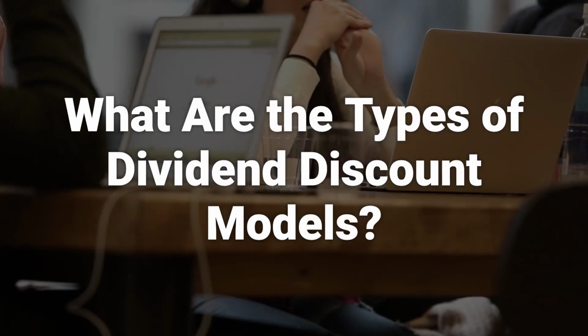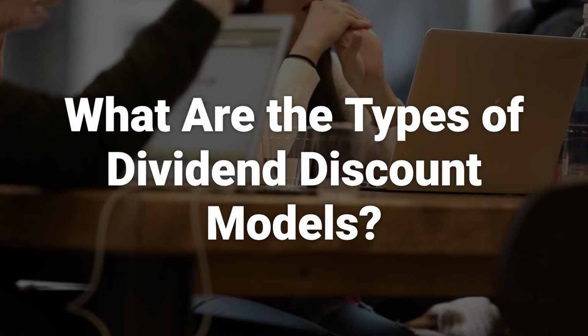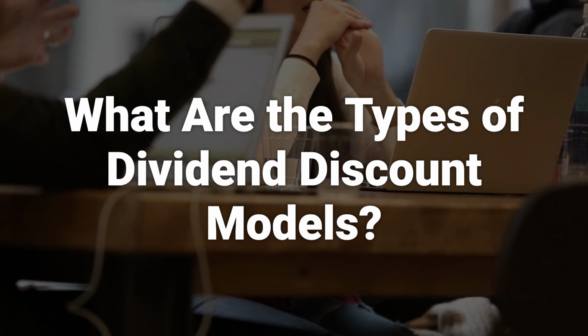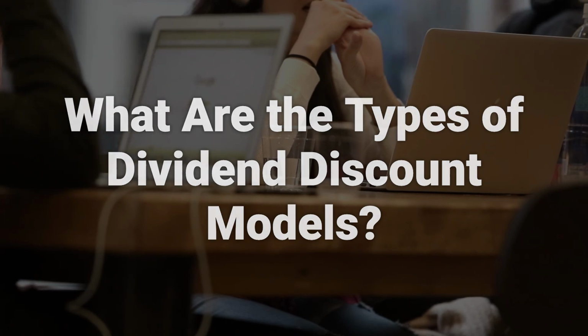The main types of dividend discount models include the Gordon growth model, the two-stage model, the three-stage model, and the H model.